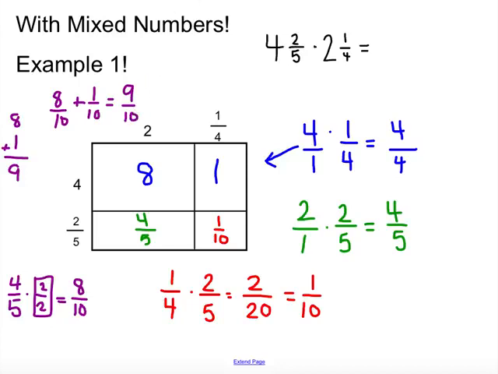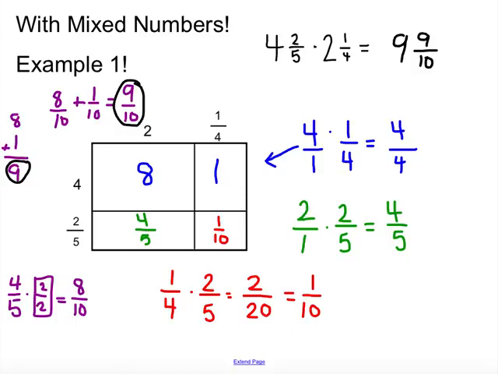So then I need to add that number and that number together, and I get 9 and 9/10. And I know this is a lot of steps, but these are all steps that you know, so it's just reviewing a whole bunch of different things that we've been working on this year.